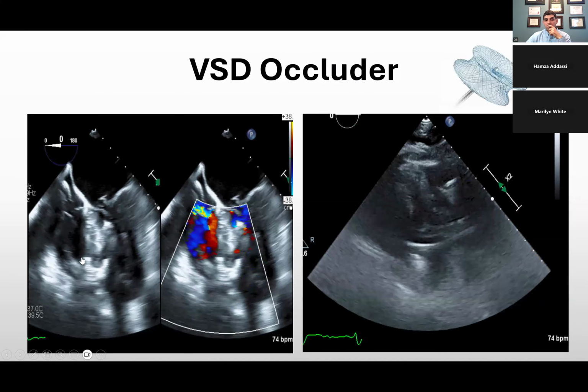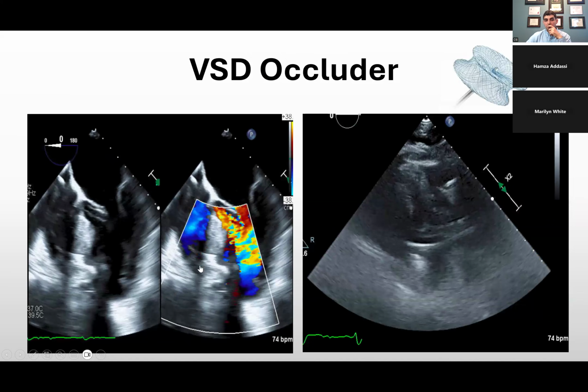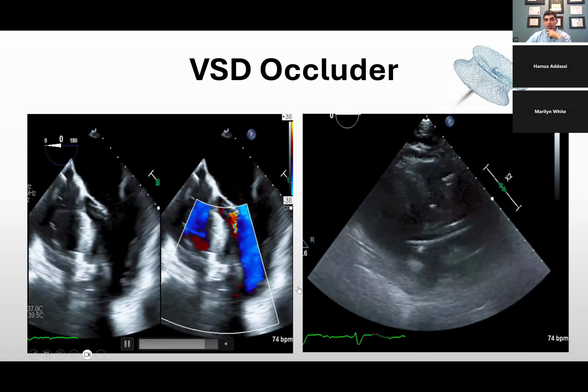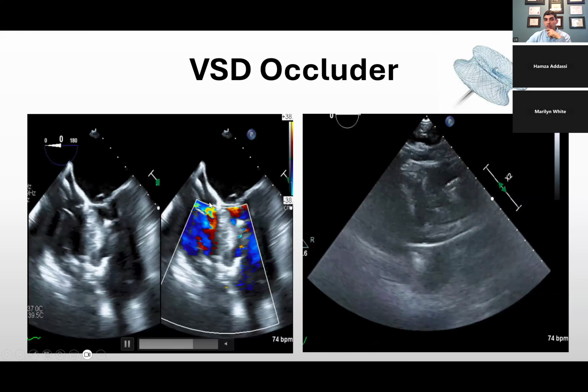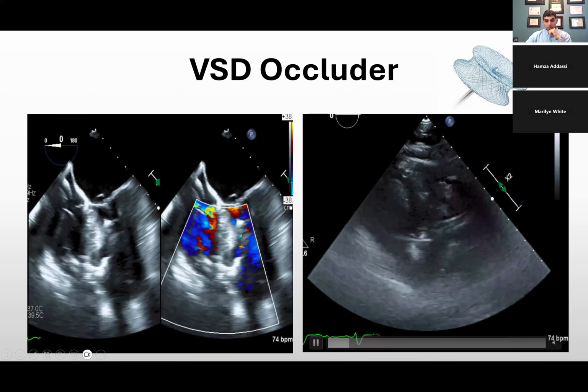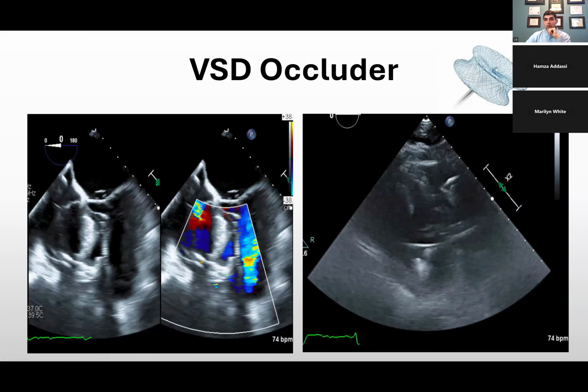And then this is after a device is deployed. You can see one aspect of the device, and then the other aspect of the device. One is in the left ventricle, one in the right ventricle, and now it's occluded. So this is how it looks in the top right corner. This is another procedure that structural cardiologists are now able to do.